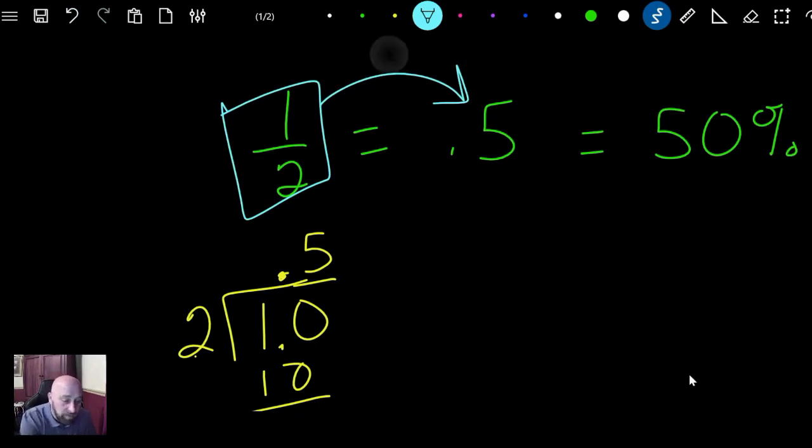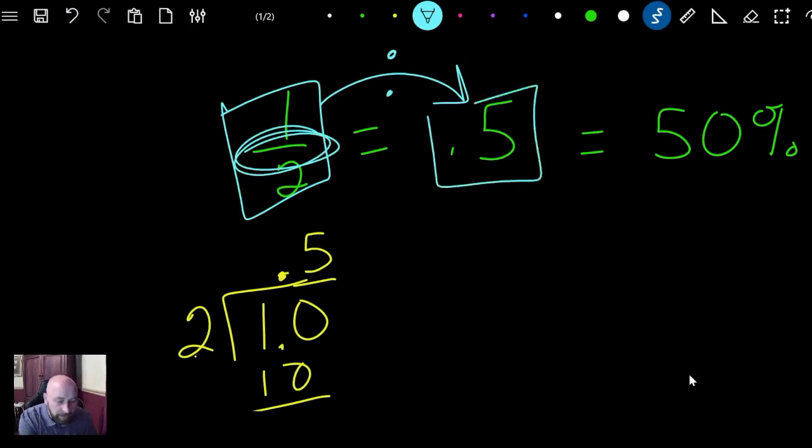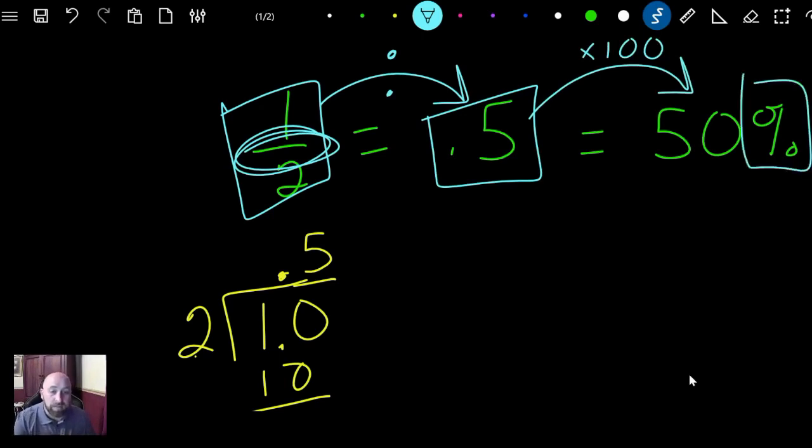All right, we divide. We do this right here. That gives us our decimal. How do we get from the decimal to the percent? We times by 100, or we move the decimal point 2 places and then put the percent sign. These are not hard steps. This is just kind of the progression that we make.